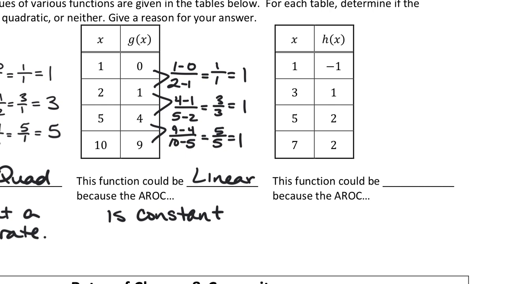How about for the last one? We have these average rates of change from 1, there's 1, and then 1/2, and then 0. So this function could be what?